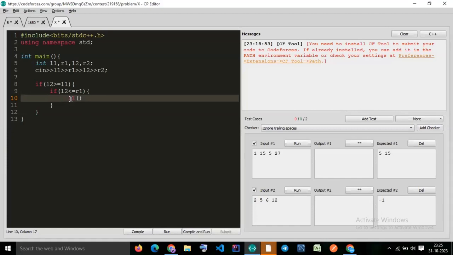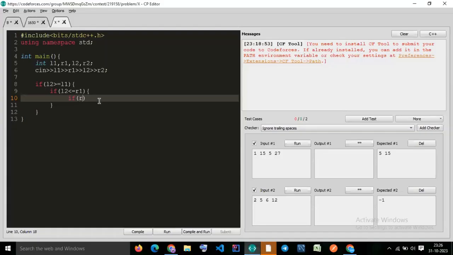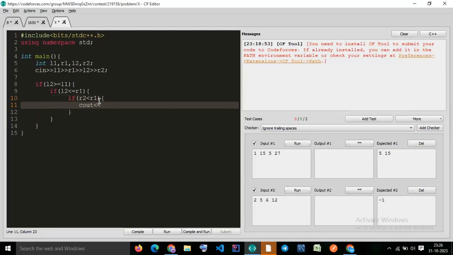Now we have to consider another point, that is R2. Is it possible, if I write this code, that R2 is smaller than R1? Yes or not? R2 is smaller than R1, and it's also possible that R2 is greater than or equal to R1. So I have to write this one. If R2 is less than R1, okay, then what would the answer be? The answer would be L2 and R2.